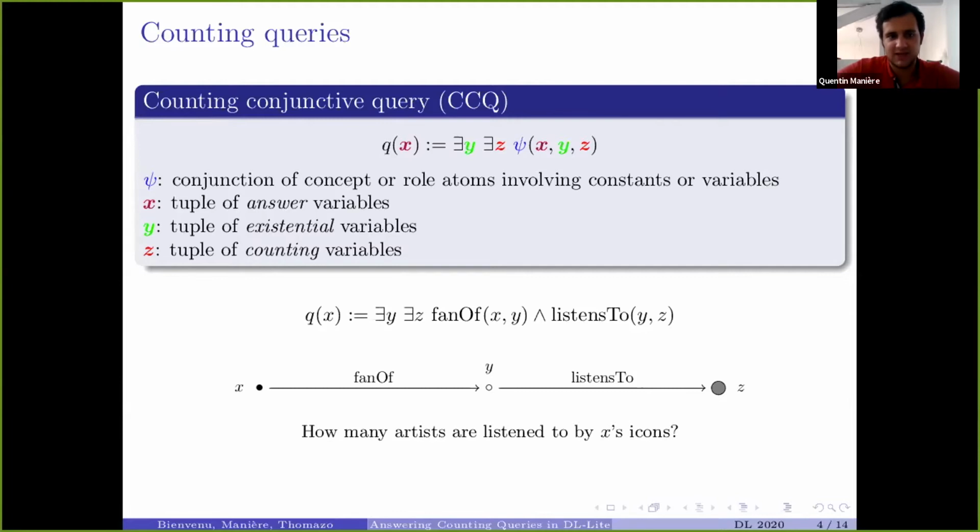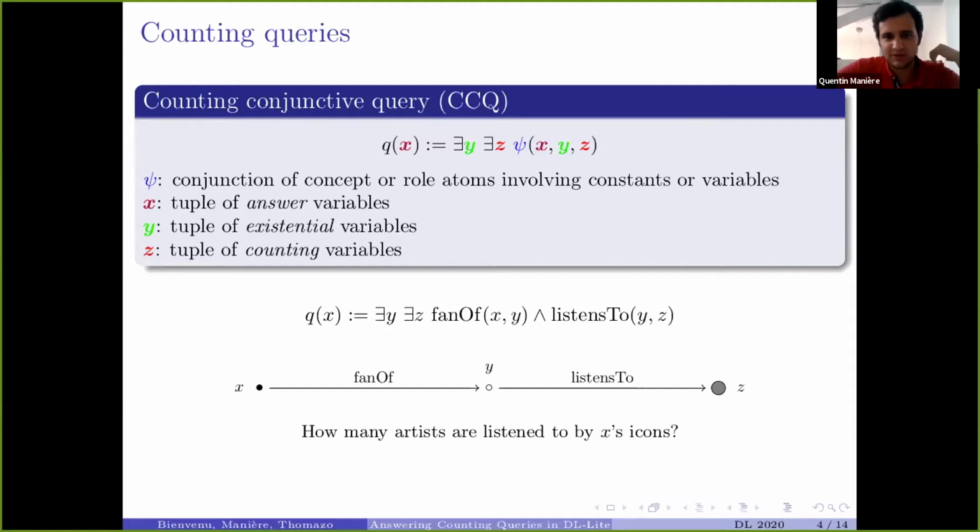The idea between these is that you want to count the possible values for counting variables among all the homomorphisms you can find of your query into a model. So you don't care about the number of different values for the existential variables, but you're just considering the possibilities for the counting variables.